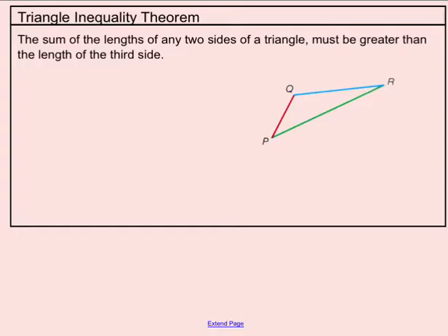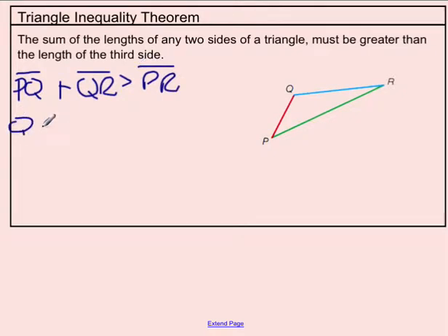The first thing we need to talk about is the triangle inequality theorem. The sum of the lengths of any two sides of the triangle must be greater than the length of the third side. What does that mean? Okay, well let's figure out what that means. That means that PQ, so the line segment PQ, plus the line segment QR, whatever their measure is, needs to be greater than the line segment PR.